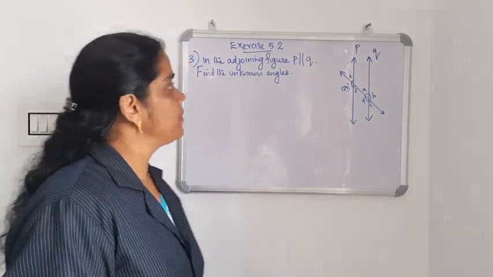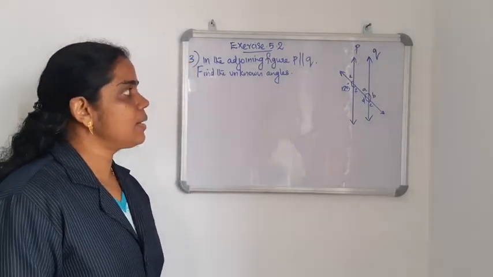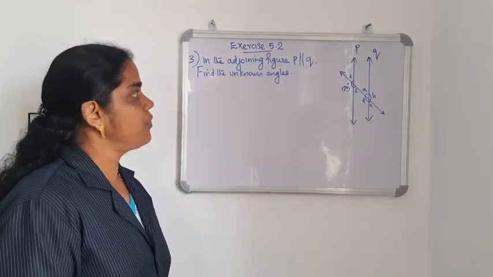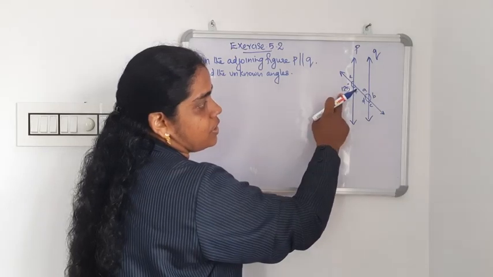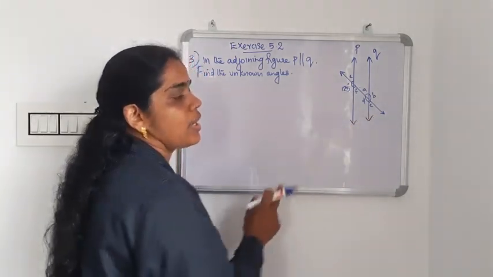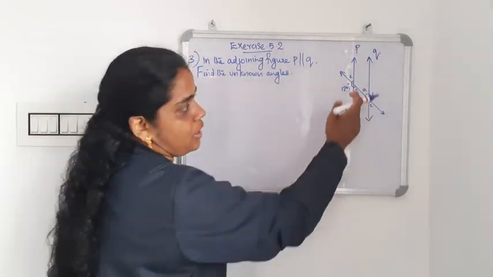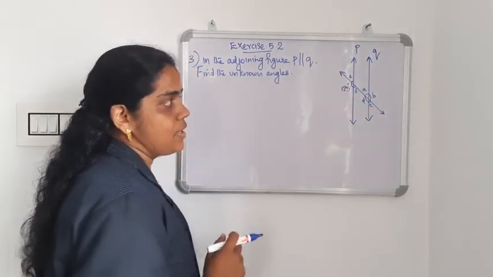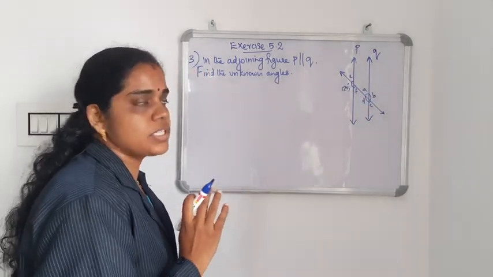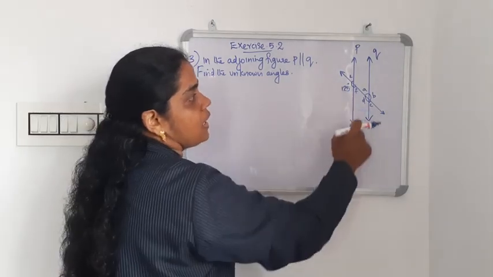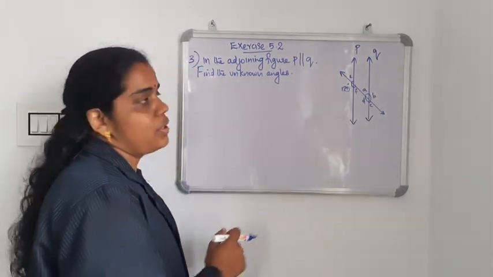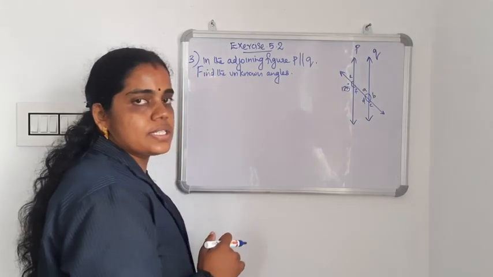Third question. In the adjoining figure, P is parallel to Q. Find the unknown angles. Only one angle, 125, is given. All the other angles you need to find out: A, B, C, D, E, F. Six angles. What is the measurement that we need to find out? The condition given is P is parallel to Q, and this is the transversal line.